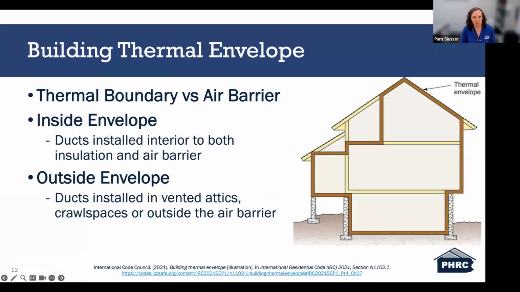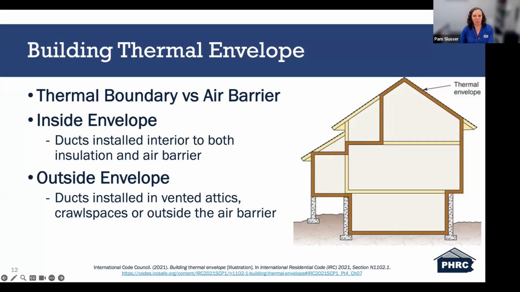So as we begin, I want to clearly define what the meaning of the building thermal envelope is. The thermal envelope is the continuous boundary that separates conditioned space from unconditioned space. It includes the insulation layer and the air barrier system working together to control the heat flow and air movement.